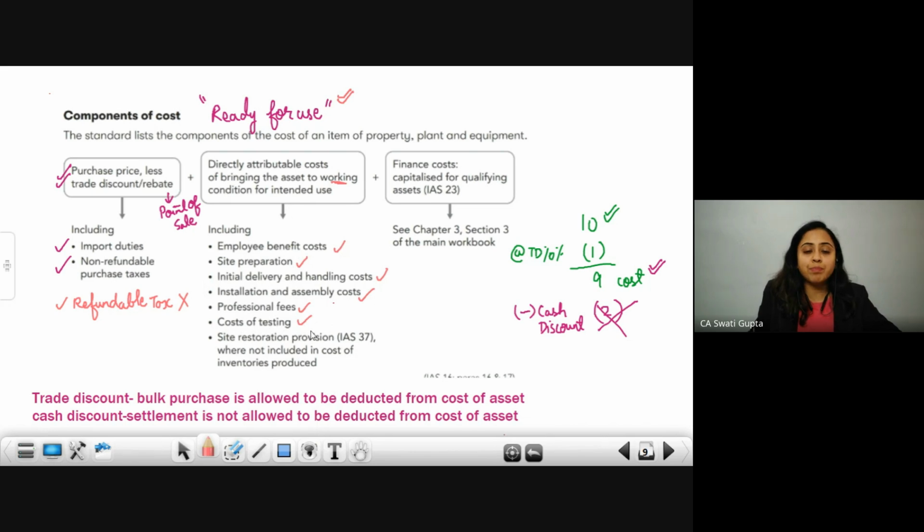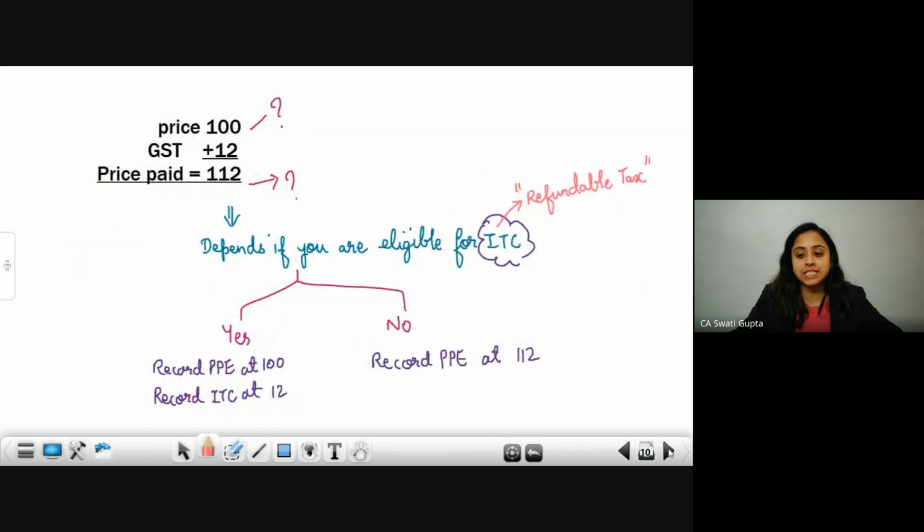Okay, so any samples that you have produced in order to make sure whether the machine is up to the mark, whether the machine is ready for mass production or not, that cost will also be capitalized. Any site restoration and provision, I'll tell you what this is. Right now, let's talk about the cost of testing, samples you have tested.